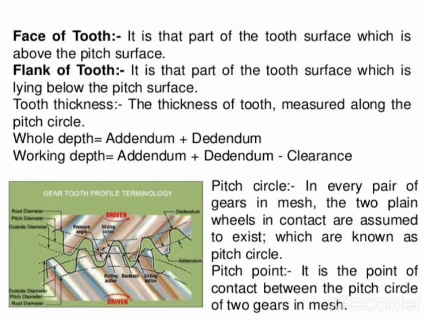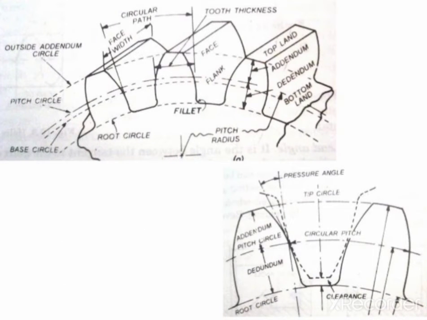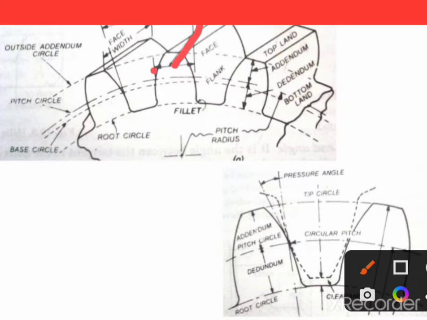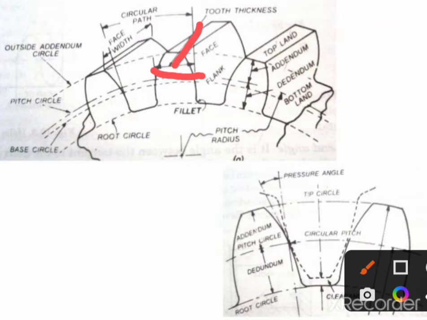Now we will see next, tooth thickness is given here. What is tooth thickness? It is the thickness of the tooth measured along the pitch circle. When the thickness of the tooth is measured along the pitch circle, it is tooth thickness. Here tooth thickness is indicated. See, this is nothing but tooth thickness.